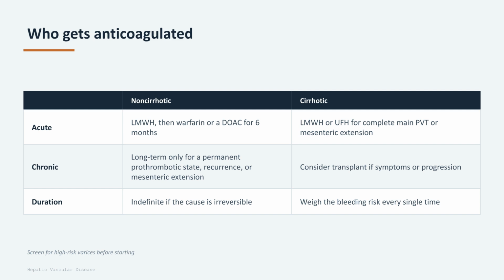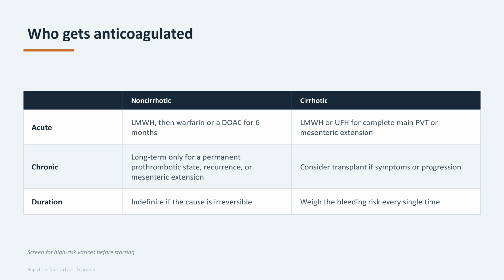Anticoagulation splits on one question: does the patient have cirrhosis? In the non-cirrhotic patient with acute thrombosis, start low molecular weight heparin, then move to warfarin, or a direct oral anticoagulant for 6 months. Make it indefinite if the underlying cause is irreversible. In the cirrhotic patient, anticoagulation is recommended for acute complete main portal vein thrombosis, or for extension into the mesenteric veins, and you weigh the bleeding risk every time.